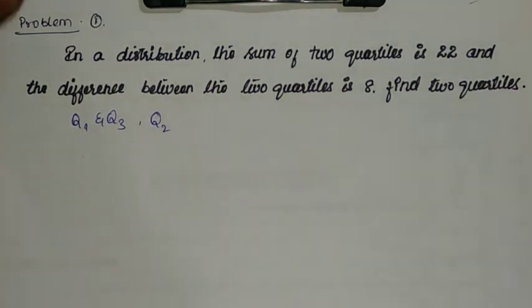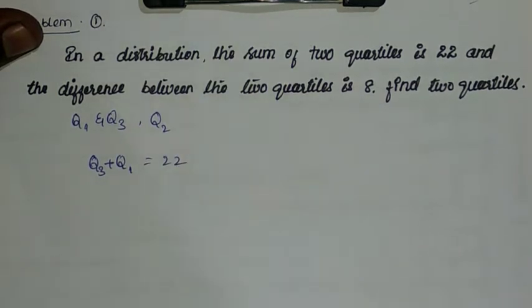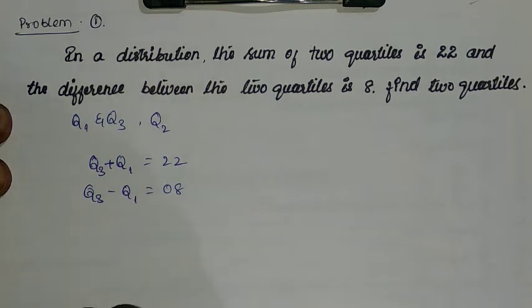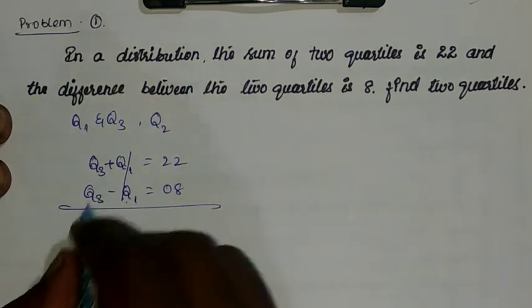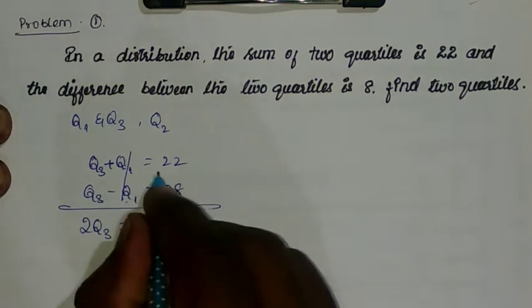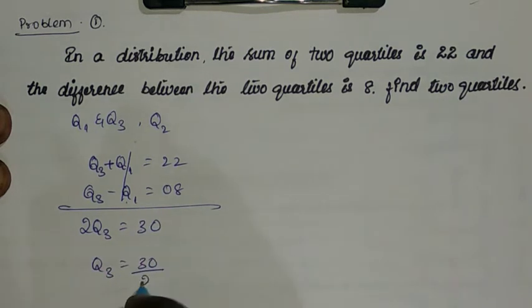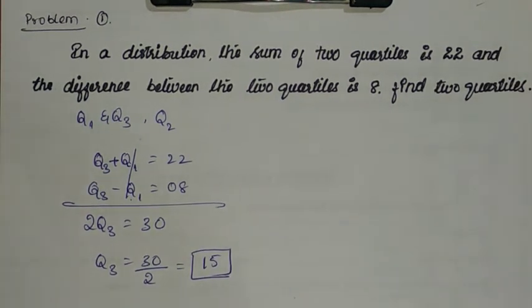The sum of the two quartiles is Q3 plus Q1 equals 22, and the difference between the two quartiles is Q3 minus Q1 equals 8. Adding these, Q1 cancels. So 2Q3 equals 22 plus 8, which is 30. So Q3 equals 30 divided by 2, hence Q3 is 15.